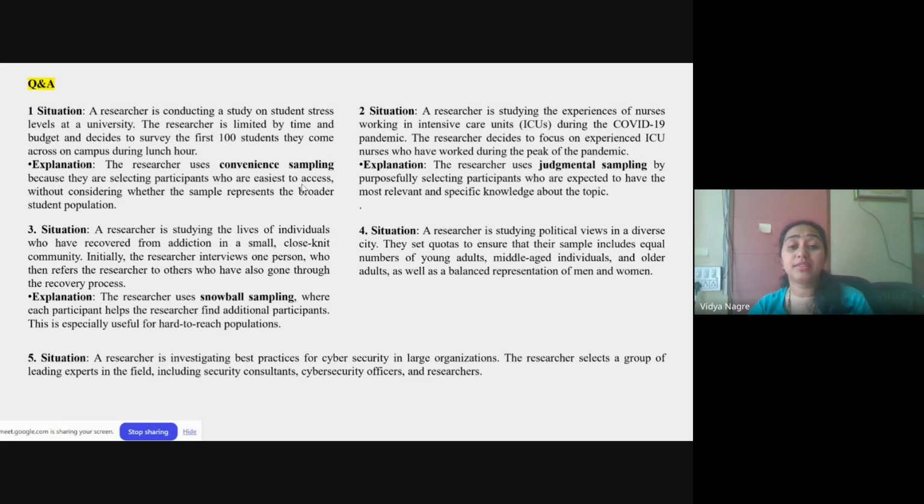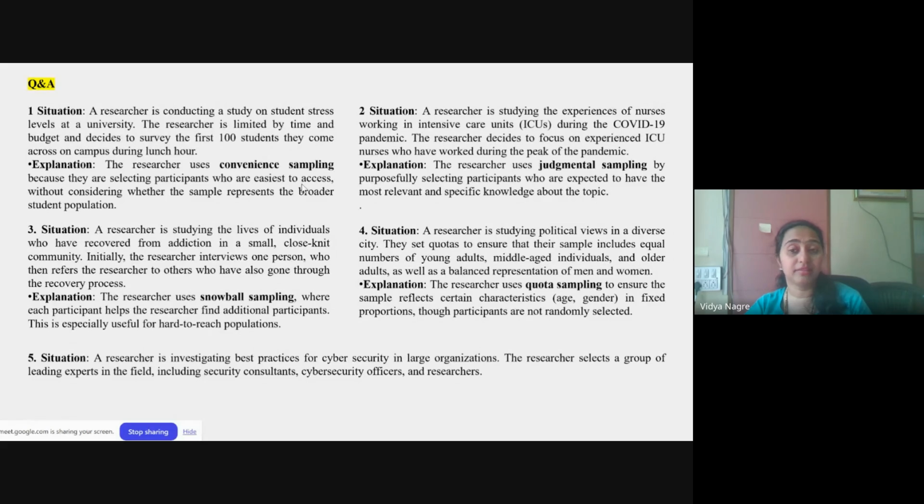Okay. The fourth situation: a researcher is studying political views in a diverse population. They set quotas to ensure that their sample includes equal numbers of young adults, middle-aged individuals, and older adults, as well as a balanced representation of men and women. So we need different strata here first. What kind of non-probability sampling technique?